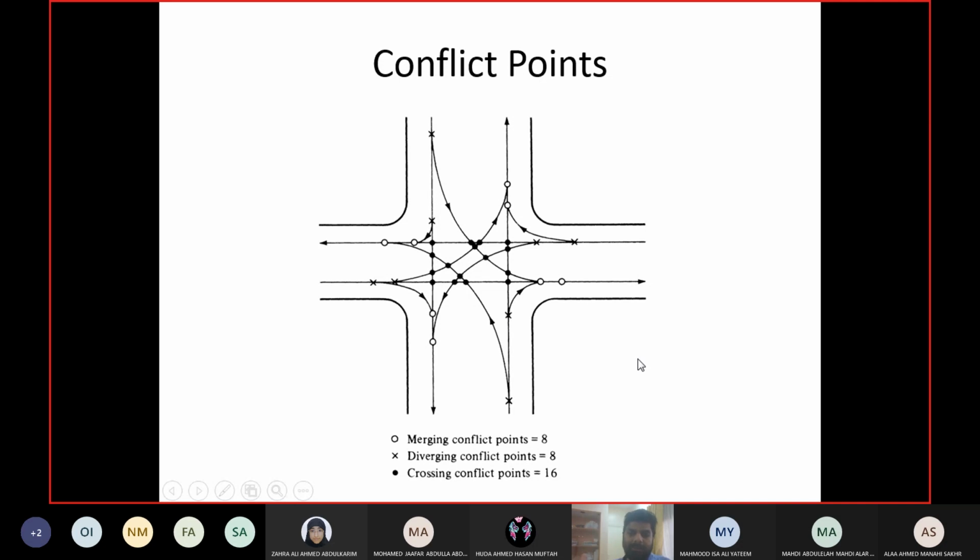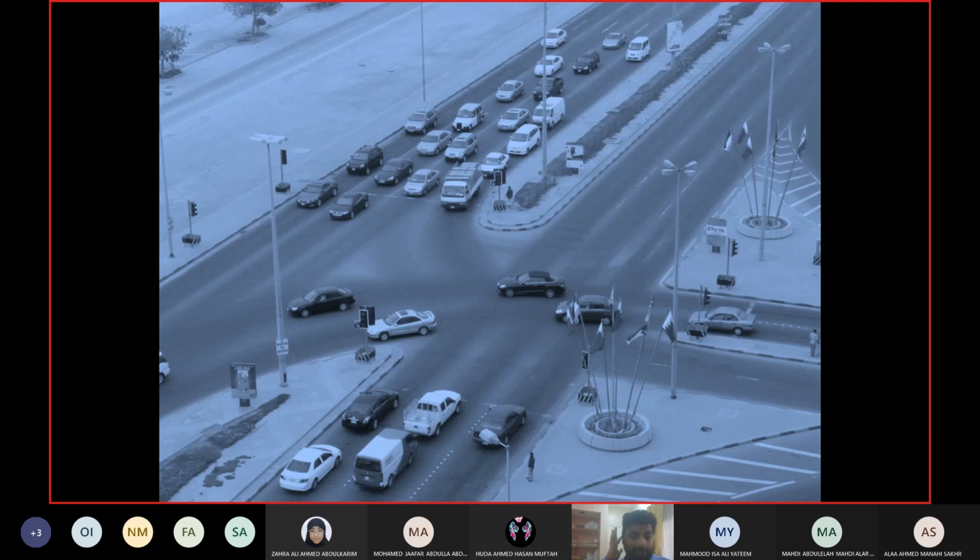Merging is somebody coming from another direction merging into your direction. Diverging is somebody from your direction diverging to some other direction. And crossing is 2 people who are coming from different directions, going into different directions, but they are meeting at a point. As I said, in the design process, first of all, you identify the conflict points, and then you see how we can move them or shift them or eliminate them. Some of them will be eliminated by islands, some of them may require a signal, a roundabout, and so on and so forth. Now let us look at a case study.